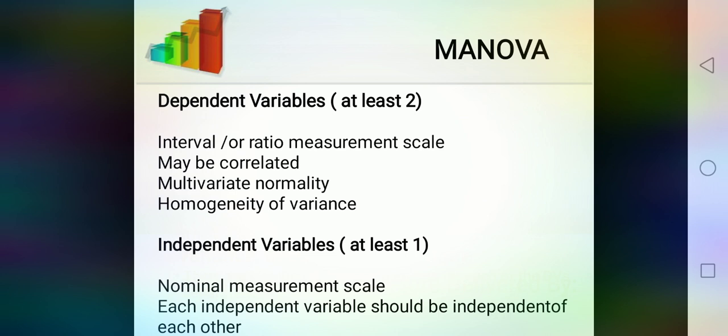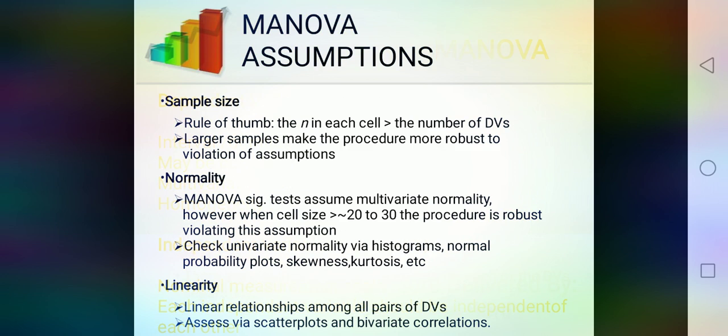Now we can see independent variables are on a nominal measurement scale. The category of independent variables should be nominal. Each independent variable should be independent of each other. That means independent variables should not have any relation between them, but dependent variables should be related to each other in the form of linearity.